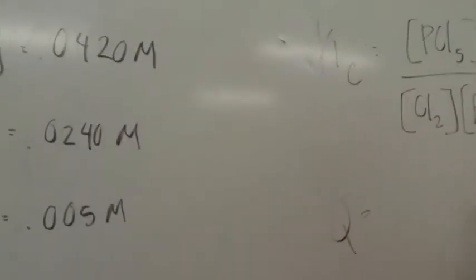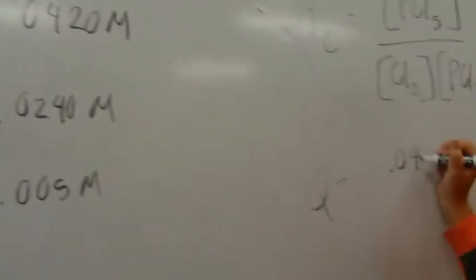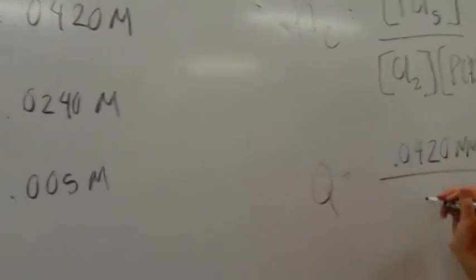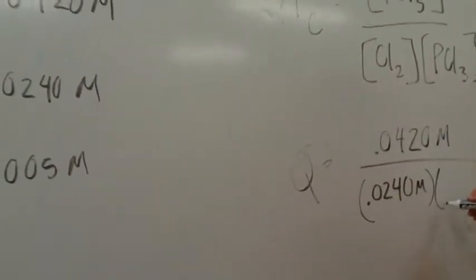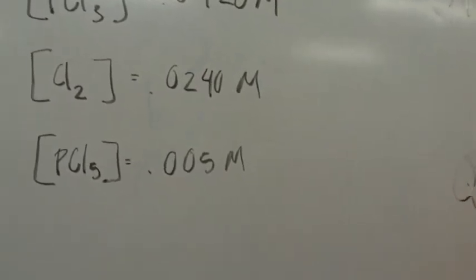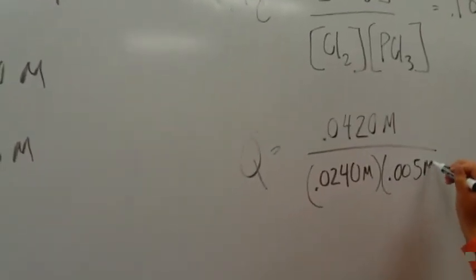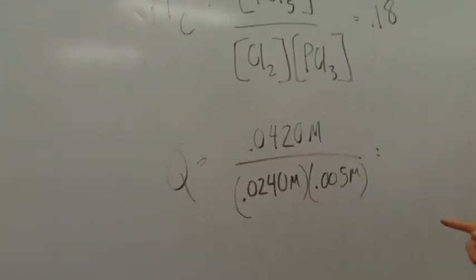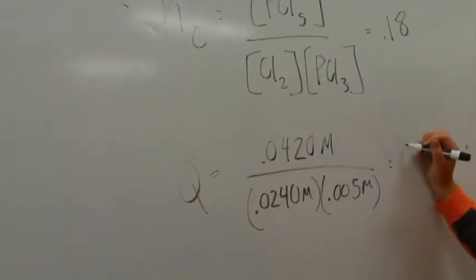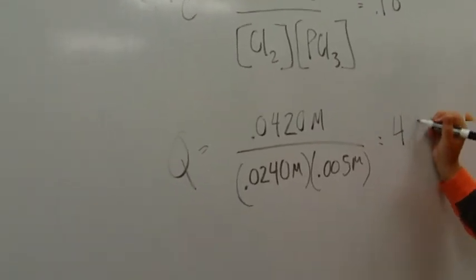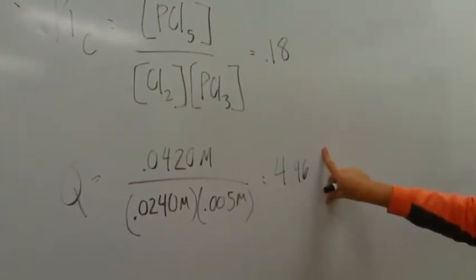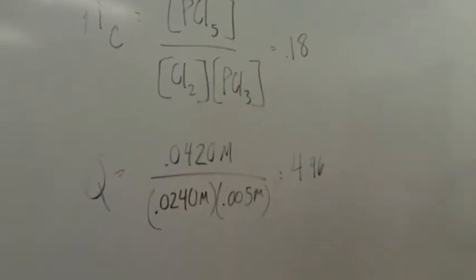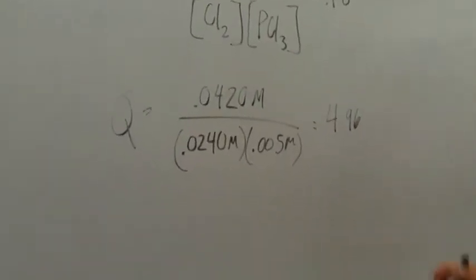So PCl3 is 0.042, so we're just going to put that right here, times Cl2, which is 0.0240, and we've got PCl5, which is 0.005. So when we work that out, we find that the reaction quotient Q equals 4.96. And because Kc is not equal to the reaction quotient Q, we know that right now this reaction is not in equilibrium.